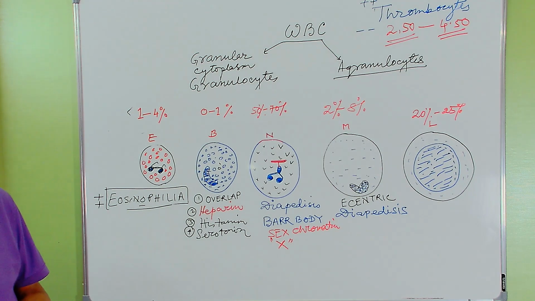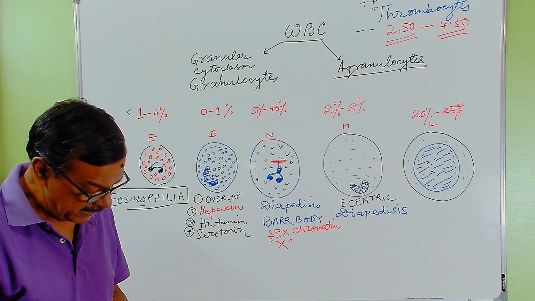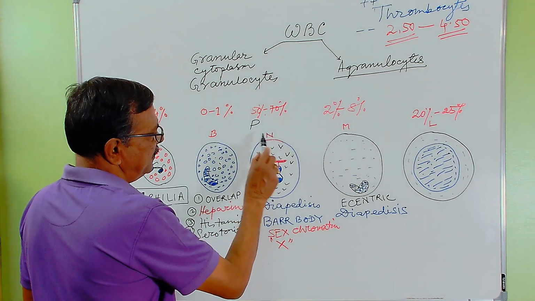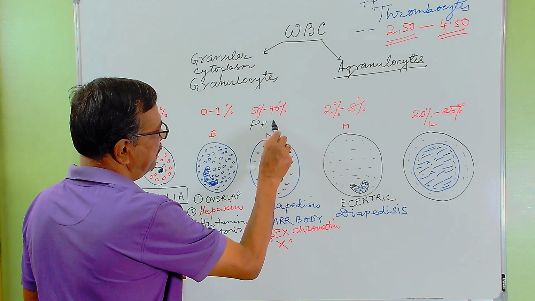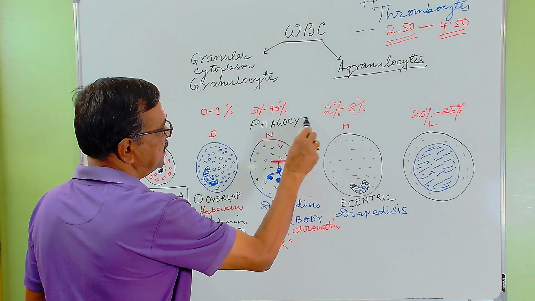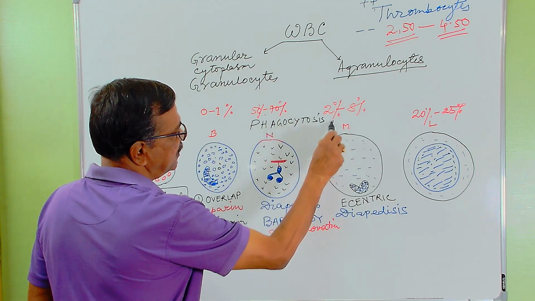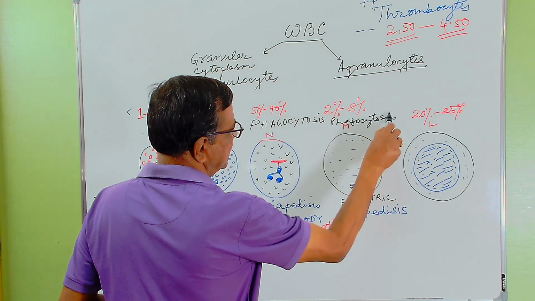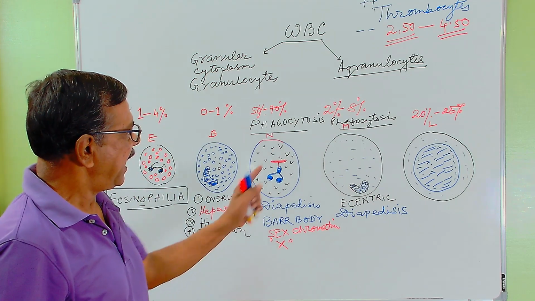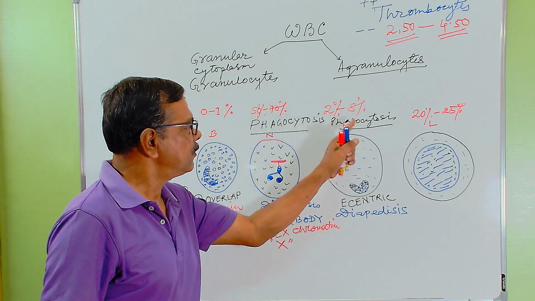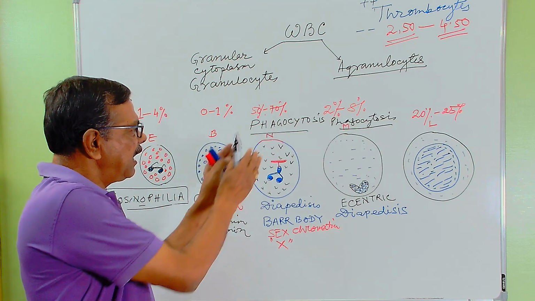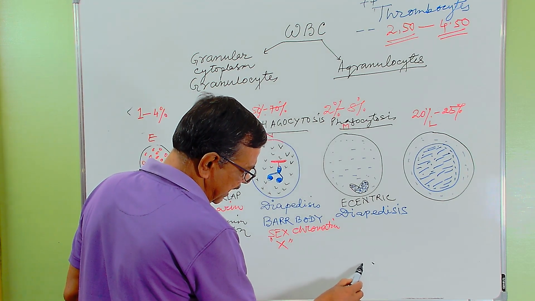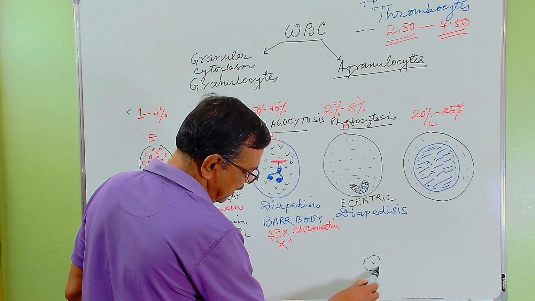Then, the multilobed nucleus. Here I will write one thing: they have the capacity of phagocytosis. Phagocytosis is the characteristic of these two cells, neutrophil and monocytes. They are 70% to 80%. How do the phagocytes work? There is a bacterium, and they engulf it, in this way they engulf it.